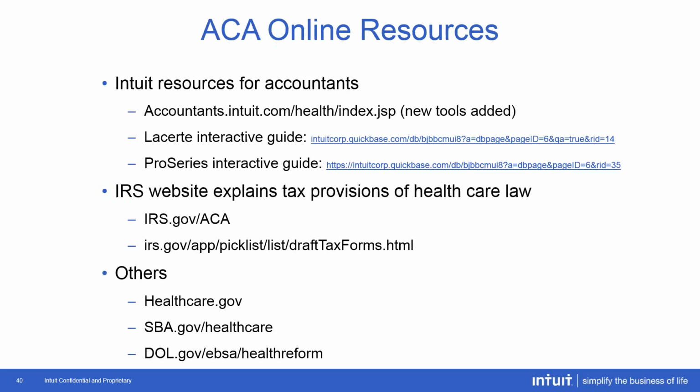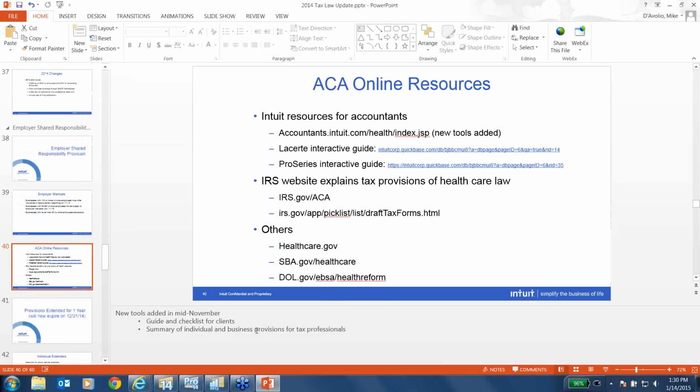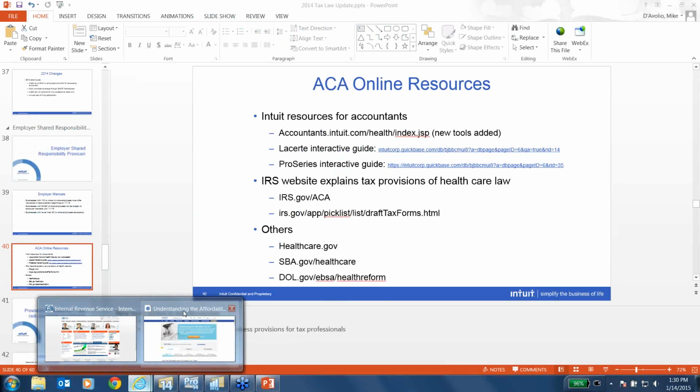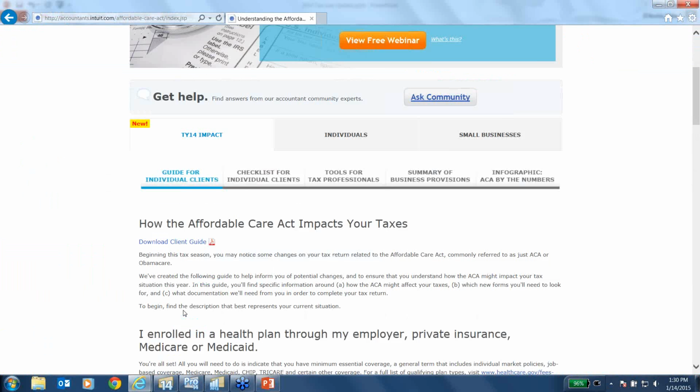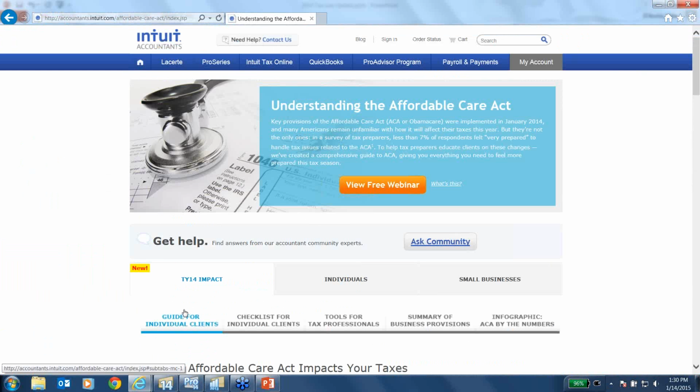Here's a sheet with Affordable Care Act Online Resources. We have Intuit resources for accountants, and I'll show you the tools that we added. We had this web page. It was built a year ago last fall, and we had a lot of the general type provisions. But then most recently, about a month or 2 ago, we added this last tab, TY14 Impact.